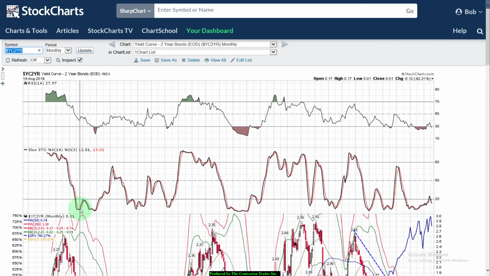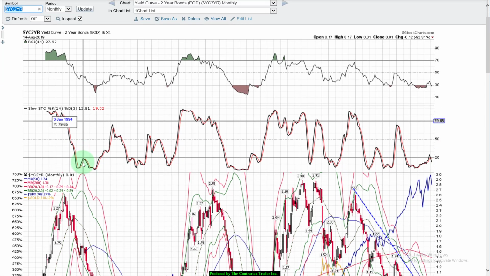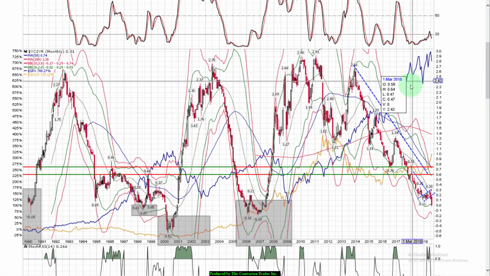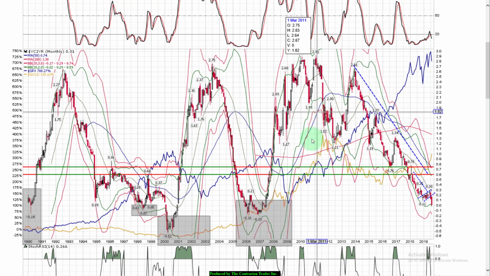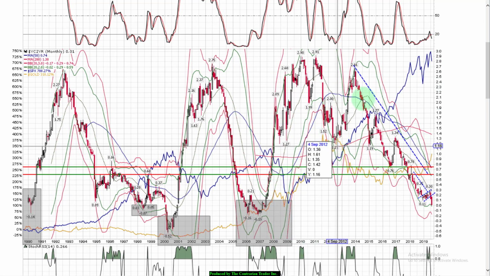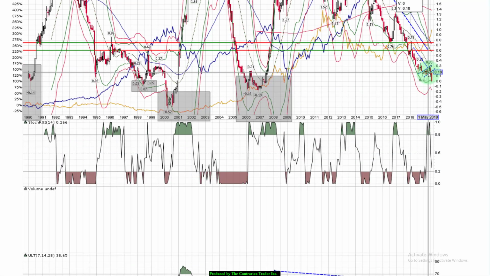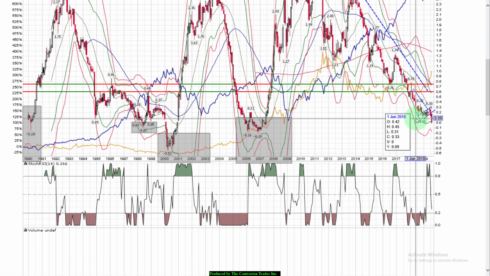Now, segueing over into the yield curve, this is a chart of the yield curve going back 30 years. And what I have overlaid here are the S&P 500 in blue. In gold, we have gold. And, of course, the yield curve in candlestick. And I've been speaking about this decline in the yield curve, the narrowing of the gap between the 2s versus 10s for quite some time now.